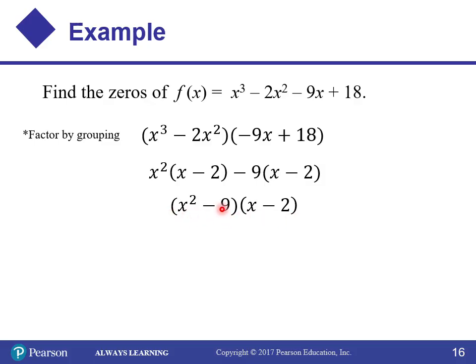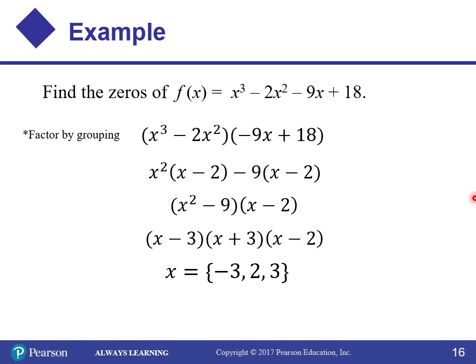Well, this first part is the difference of squares, so we can factor it further. So we get x minus 3 and x plus 3. Now this is fully factored, and so to solve, we're just going to change the signs on each of those. So x can be negative 3, 2, or positive 3. And these can be written in any order. I just like to write them from least to greatest, just my preference.